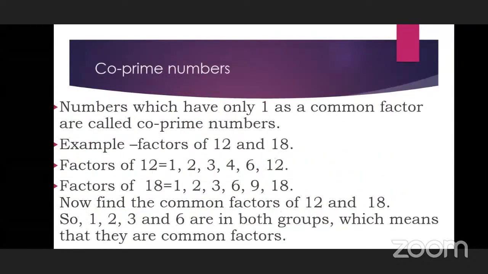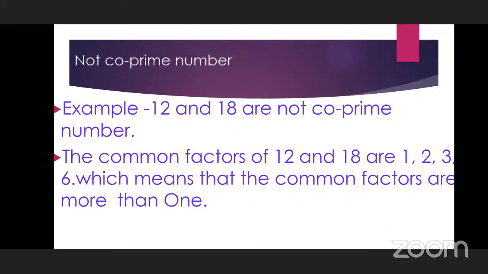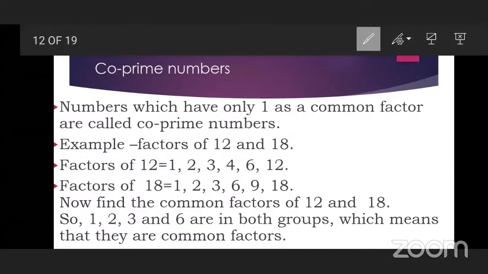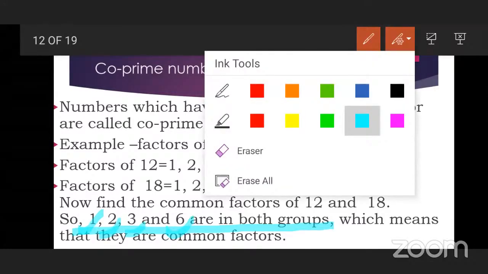See students, here we find factors of 12 and 18. So factors of 12 and 18, which are the common factors? 1, 2, 3, and 6. These are the common factors. How many common factors? 4. The 4 are common factors in both groups, and that is why we said that 12 and 18 have more than 2 factors.